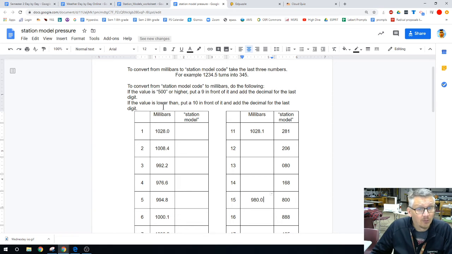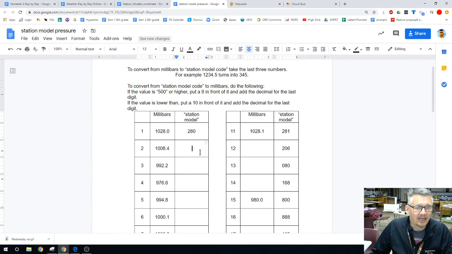And to go from millibars to station model is really easy. Just put the last three digits in. And when we take a look at it, that 0 is important. We have to have that 0 because this tells us that it would be 1080. Which if we didn't have that, if we had to convert it back, it would be different.